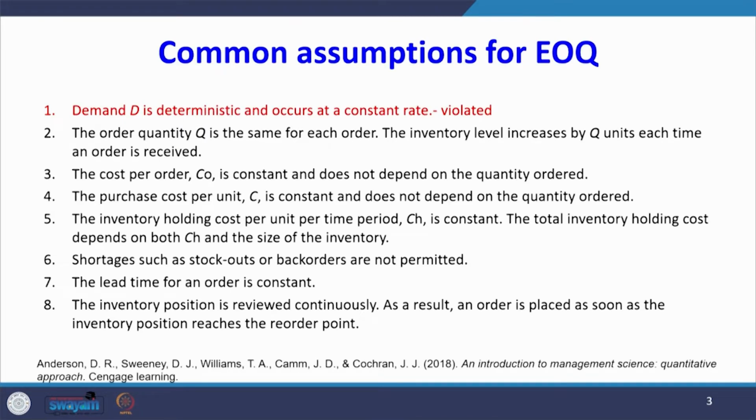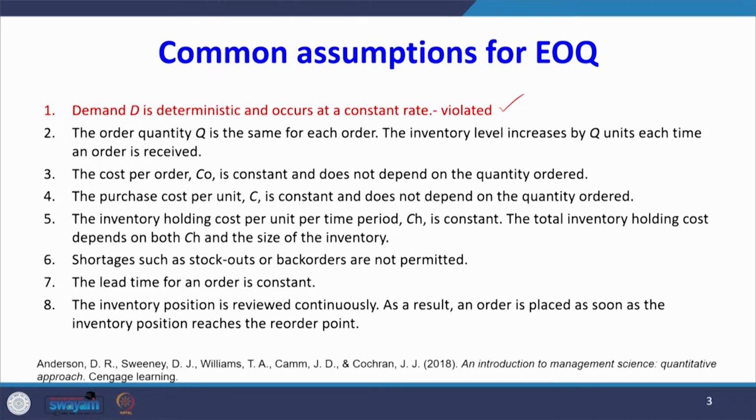You remember, in the beginning of this topic on inventory management, I showed the assumptions which we have followed for the traditional EOQ model. What are the assumptions? Demand D is deterministic and occurs at a constant rate. So, this assumption is violated in the model which I am going to discuss now. Here the demand is not deterministic and it is multi-period. There are 7 more assumptions, and all other assumptions are valid.